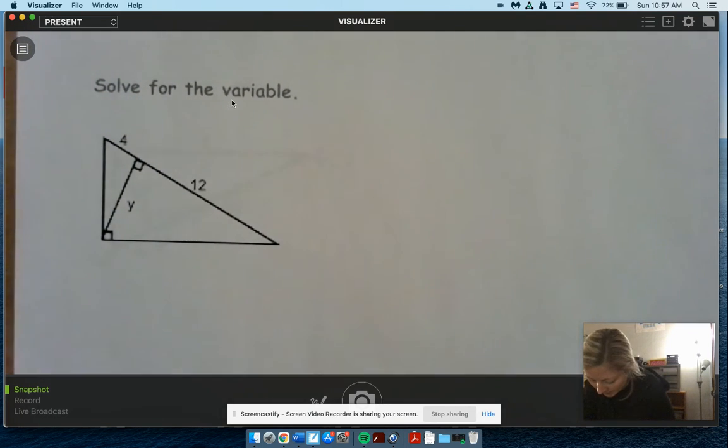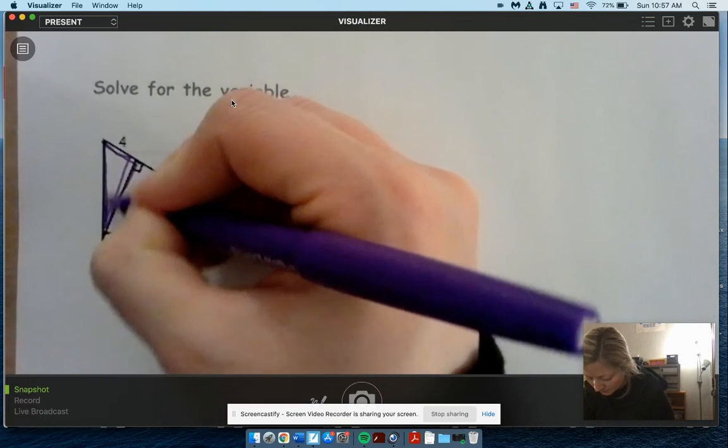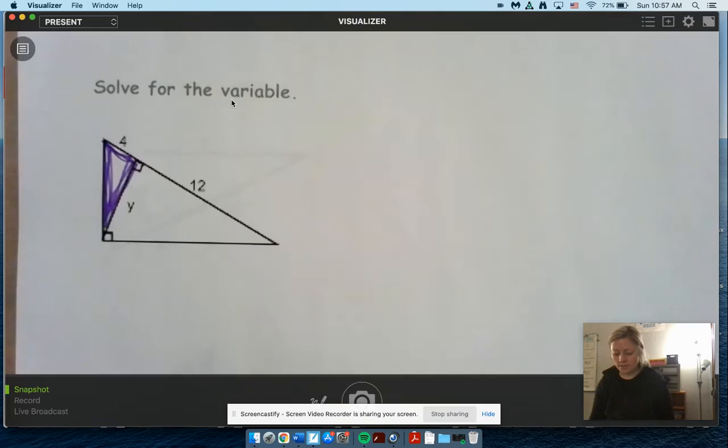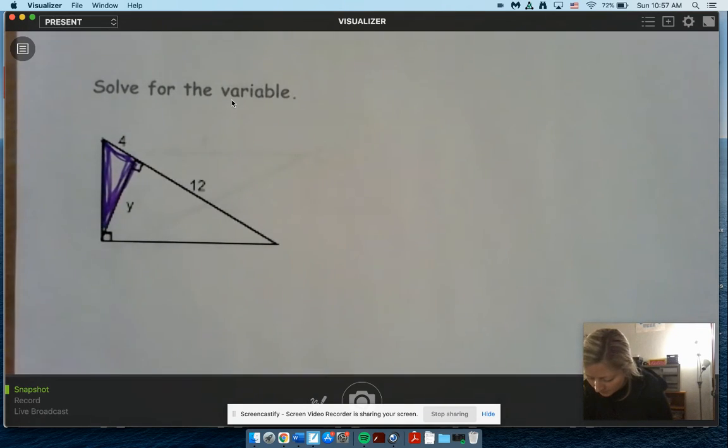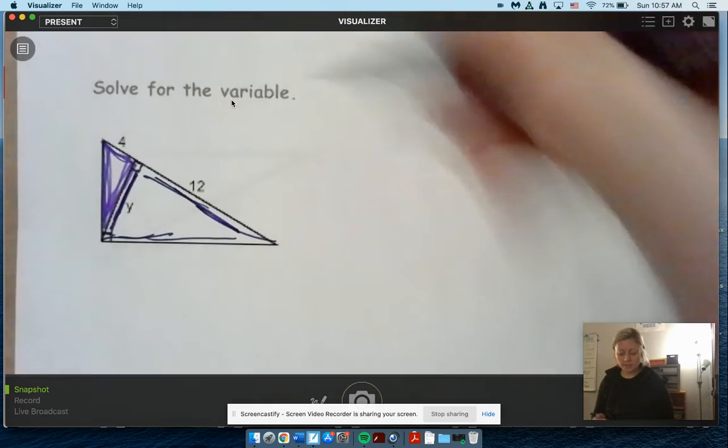We are solving for the variable y. So if we look here, we have this little triangle, right? Do we see that, folks? This little purple one. And then we have our blue triangle. Okay, you guys see those?